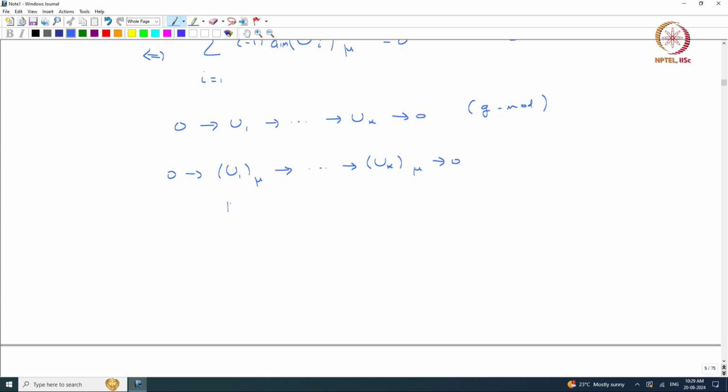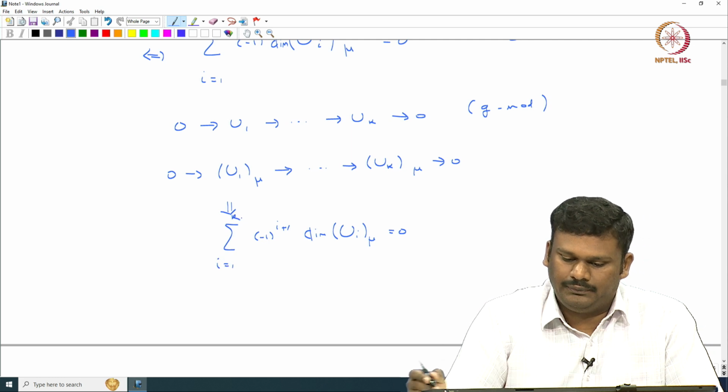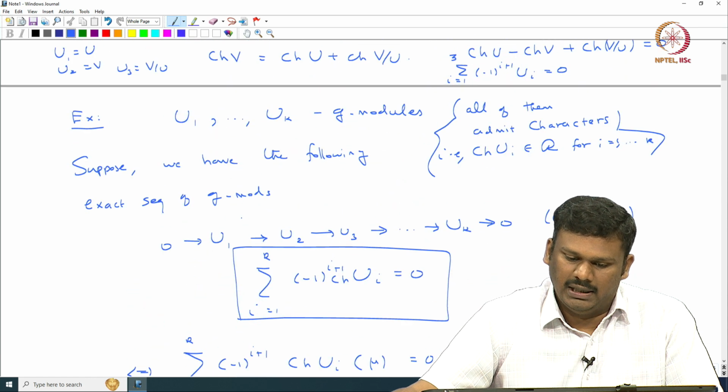Okay. And this actually implies immediately that the summation of (-1) to the power i plus 1 times the dimension of U_i of mu is equal to 0, for i equal to k. So, this is something immediate.